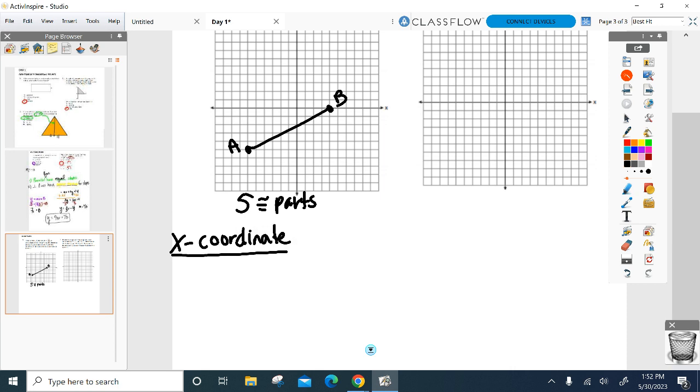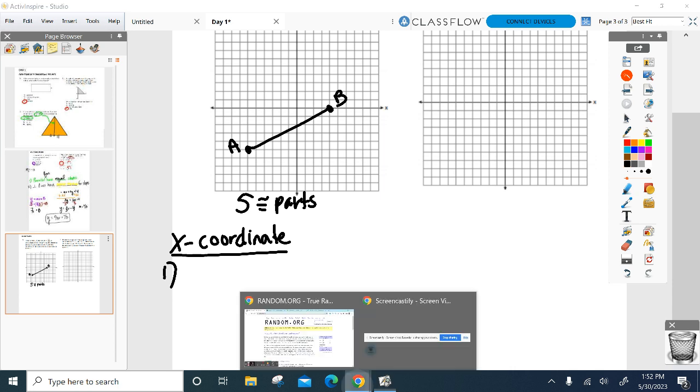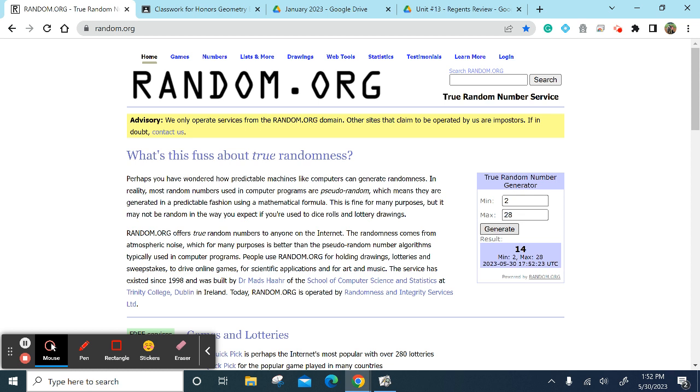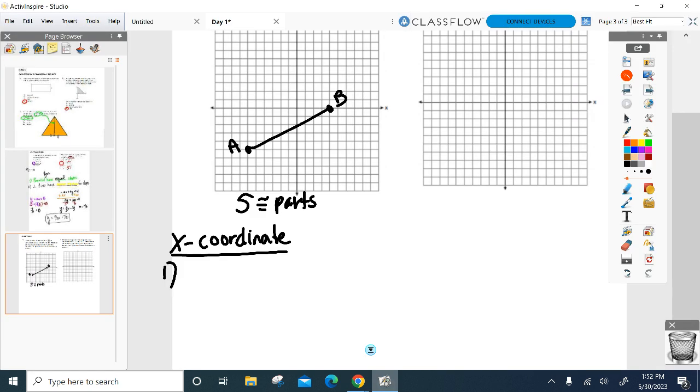X coordinate. Well, you said I'm breaking it up into 5 congruent parts. What am I breaking up, though? The distance you're breaking up. So everyone go on your x-axis or use the x coordinates of A and B. How far apart are they? So I can cut it up into 5 equal parts. From A to B on the x-axis only, how far apart are the x coordinates? 10. I'm going to divide it into 5 equal parts.